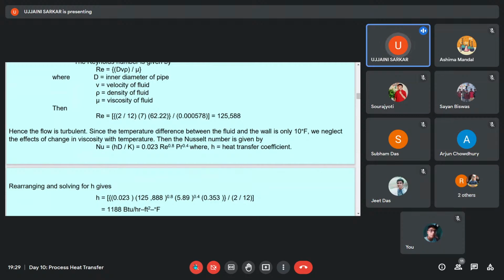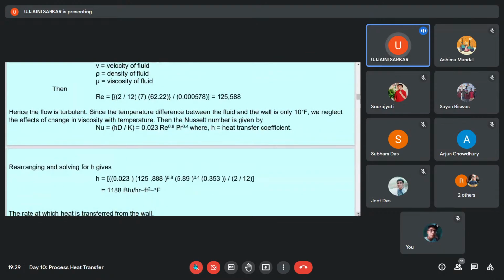So the difference between the viscosity at the wall and the viscosity at the center of the pipe will be very close, not very different. Sorry, mu w is the viscosity at the wall temperature, so viscosity at 90 degree Fahrenheit, and mu is the viscosity at the average temperature of the fluid, so mu at 80. So mu at 90 and mu at 80 will not be very different. That's why we are not using that equation. We are directly using Dittus-Boelter.